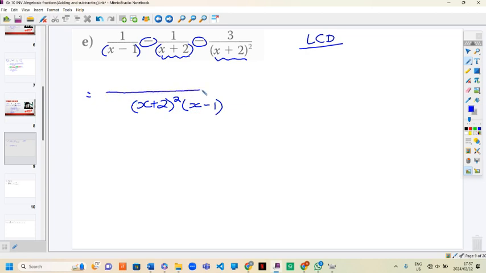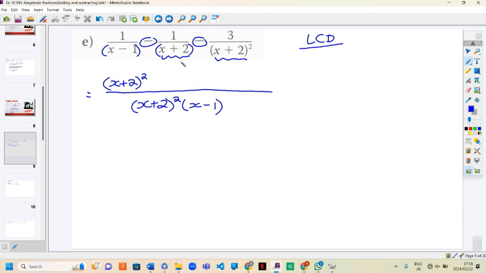Then I open my division line there. Now I look at this denominator, I've got x minus 1. What's missing? If I compare it to this one, this is x plus 2 squared, x minus 1, and this is just x minus 1. So what's missing? Can you see that I'm missing this entire thing here in this first denominator? So I'm just going to multiply the numerator by whatever's missing. Whatever was missing was my x plus 2 squared.